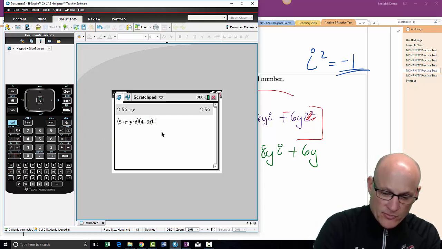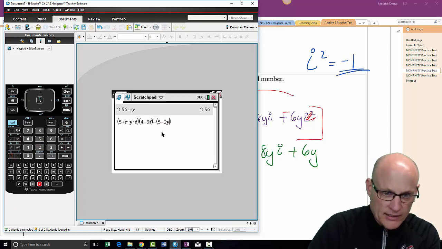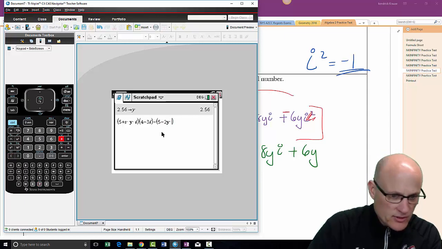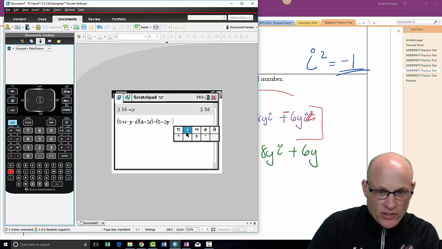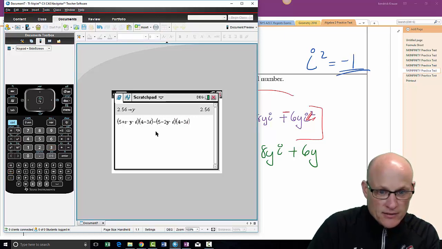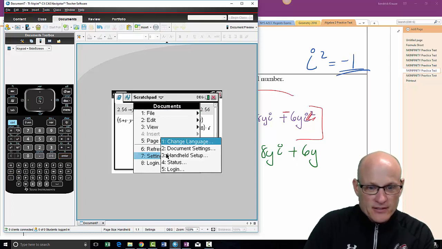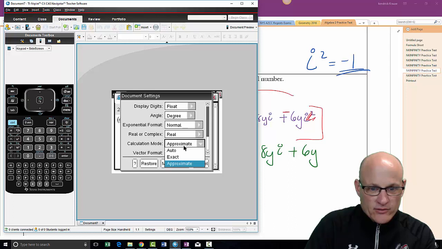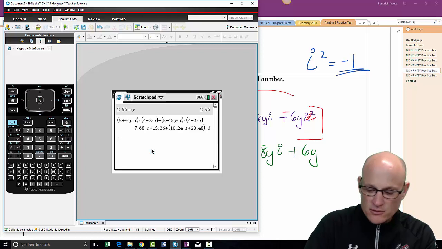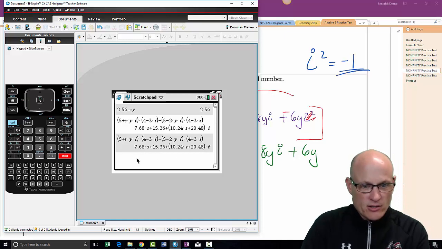parenthesis, minus, parenthesis, 5 minus 2y times i. Don't just use an i button. And then 4 minus 3i. Enter. What? Oh, gosh. All right, your calculator. Document settings. Approximate auto. Oh, okay. Yeah, that's right. That's all right. Okay, I'll take that.